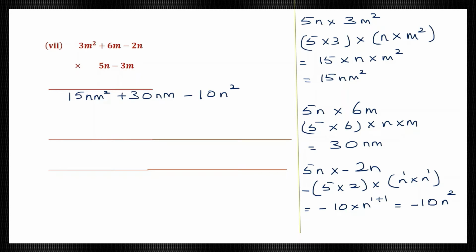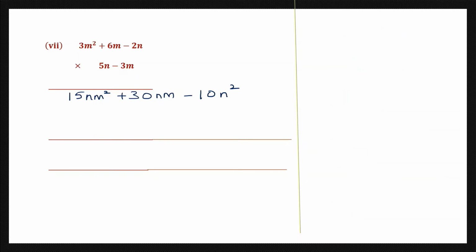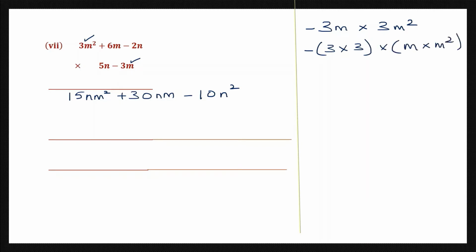So we finished multiplying with 5n. Now we need to multiply with minus 3m. So now let's multiply minus 3m into 3m squared. Plus into minus is minus. The numbers are 3 into 3 into m to the power of 2. So that is minus 3 3s are 9 into m to the power of 1 plus 2, which is minus m to the power of 3. So we don't have a column for that. Let's write it separately. Minus 9m to the power of 3.